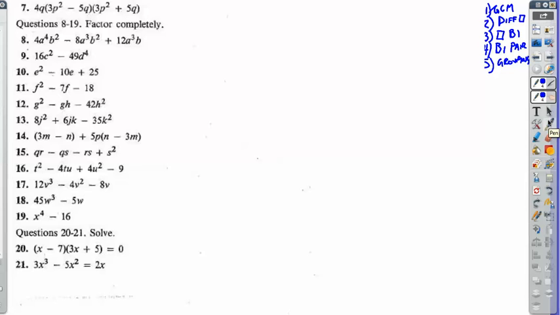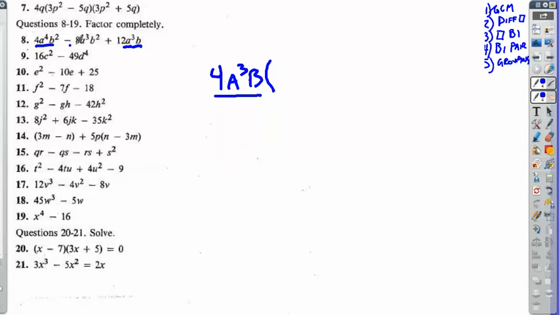All right, so in question 8, the first thing I'm going to look for is a greatest common monomial. And I notice that 4 goes into all of them. And I notice that the smallest degree of a is a to the third. So we know an a to the third goes into all of them. And the lowest degree of b is b. And so now that part, the greatest common monomial, goes on the outside.